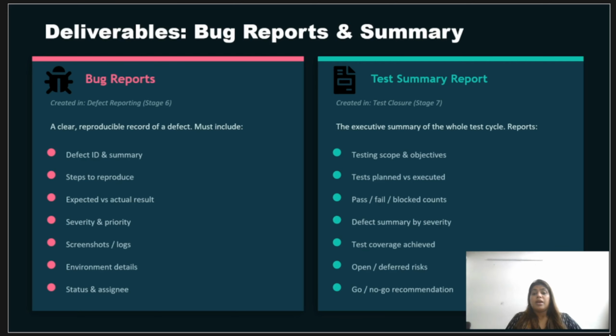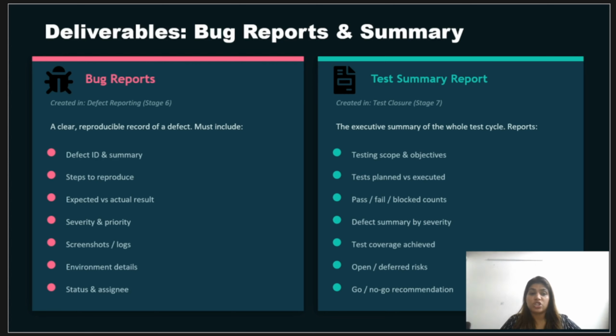Next, we come to bug reports. So a bug report is your primary communication tool with the developers. I cannot overstate this. The quality of your bug report determines whether and how fast a bug gets fixed. A great bug report lets a developer reproduce the issue without talking to you. If they have to come ask, how did you get this? It means the report was not good enough.